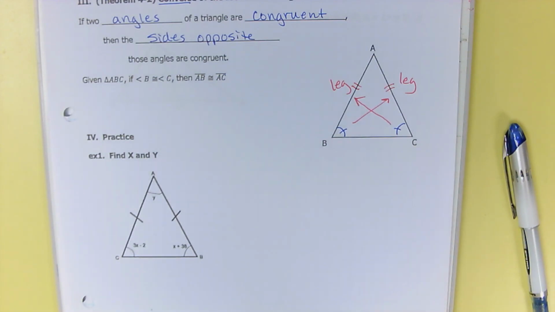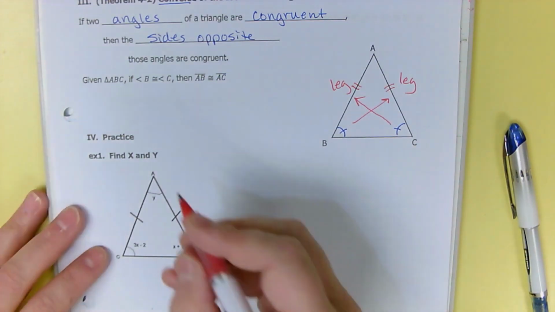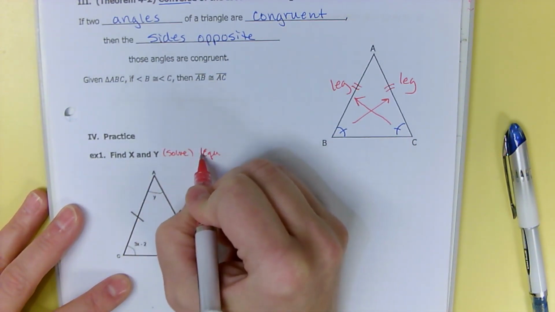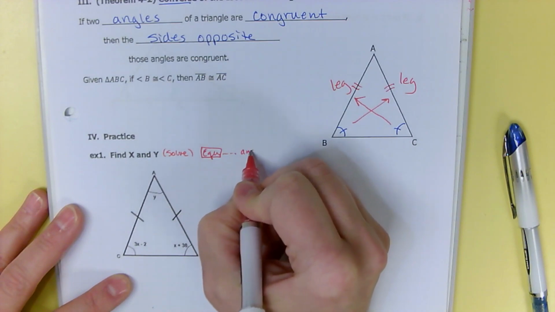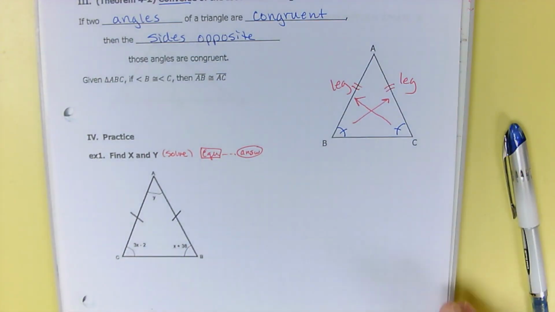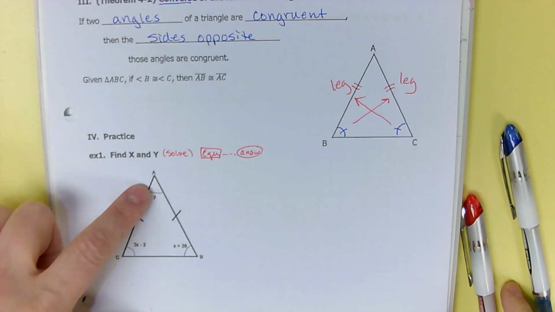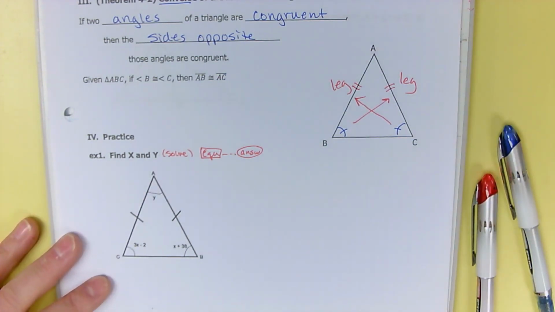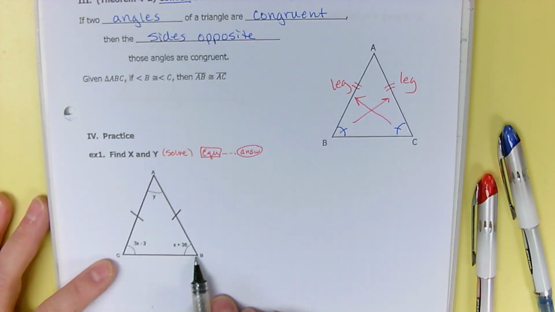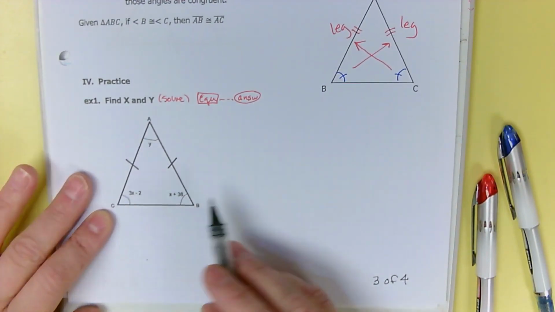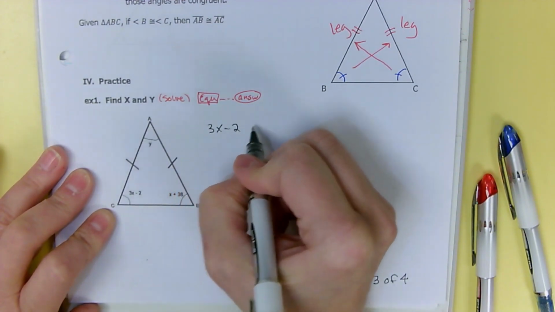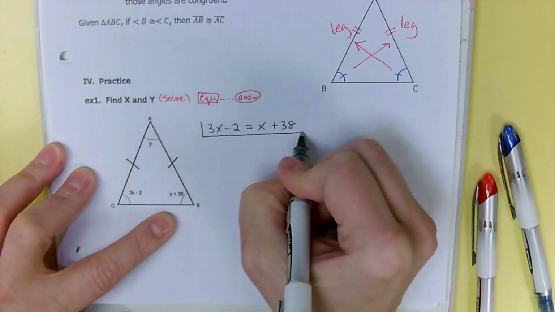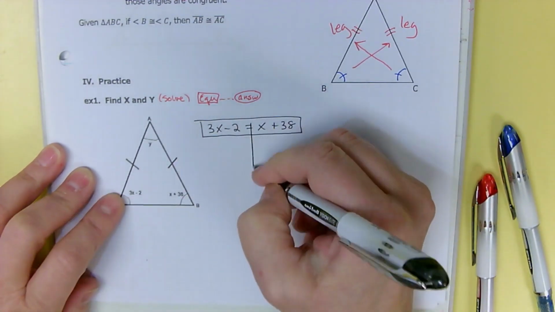So example 1, find x and y. When it says find x and y, find is the same as solve, which means you need to have an equation to go with your answers. So looking at the 3, I've got a y and I've got 2 that have x's in them. It would probably be easiest to start with x. The 2 angles, C and B, are noted as congruent. So I can take 3x minus 2 and set it equal to x plus 38 because they are congruent.